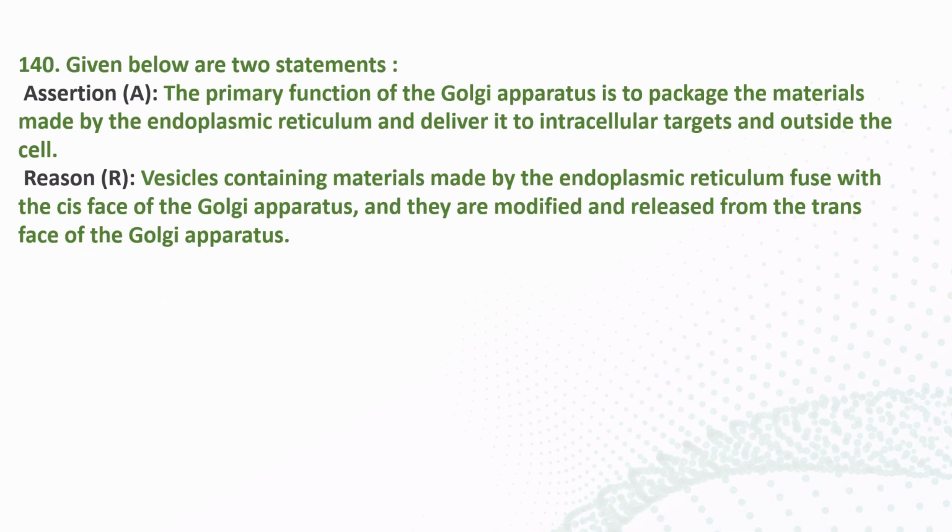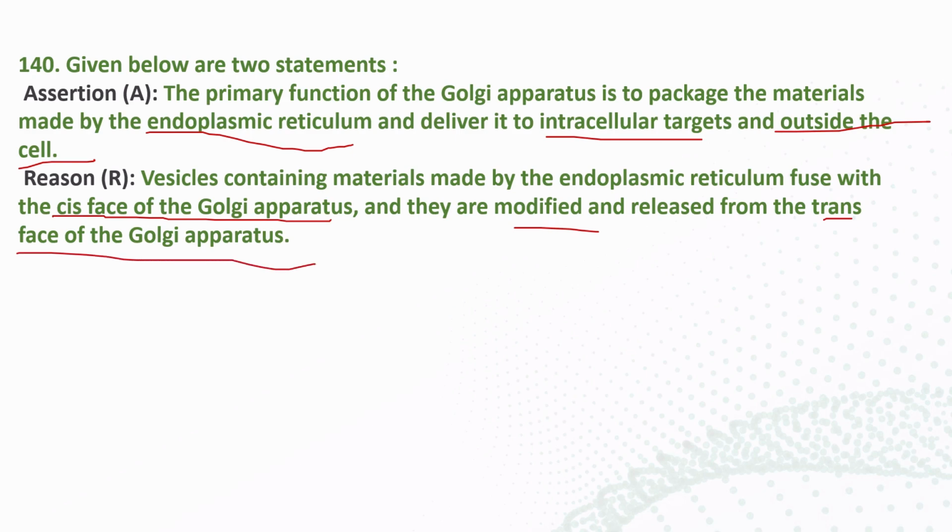The next question is also from statements itself, and it belongs to the Golgi apparatus and its function. In the first statement they have given that the primary function of the Golgi apparatus is to package the materials made by the endoplasmic reticulum and deliver them to intracellular targets and outside the cell. Second statement: vesicles containing materials made by the endoplasmic reticulum fuse with the cis face of the Golgi apparatus, and they are modified and released from the trans face of the Golgi apparatus.